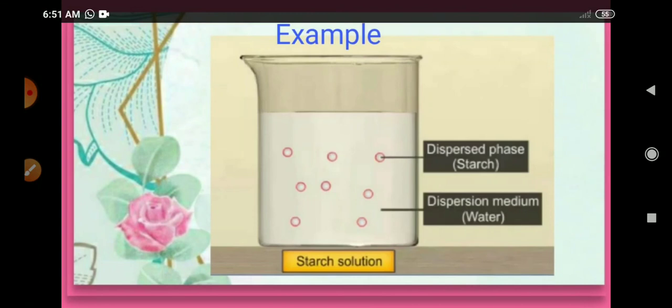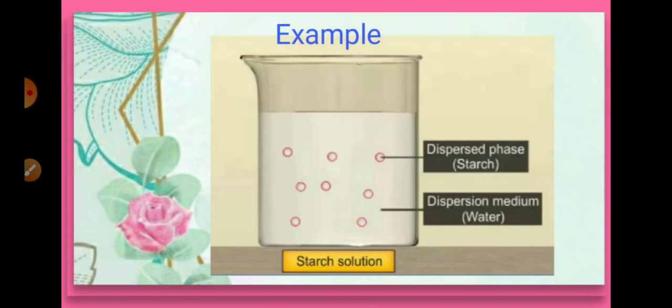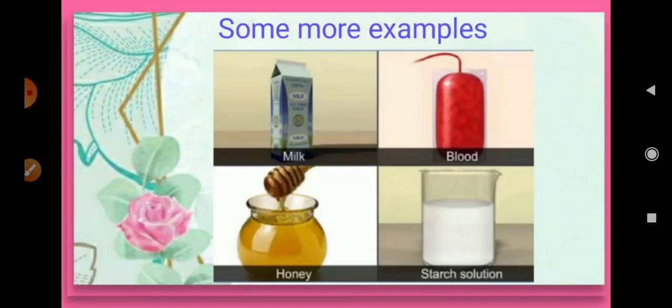Let us take one example of a colloid, that is starch solution. In this, two components are there. One is the starch particles, the other one is water. Which one is present in the small proportion? Starch is present in the small proportion, so it is the dispersed phase, and water is present in a large proportion, so it is the dispersion medium. Some more examples of colloids are milk, blood, honey, and starch solution. There are more examples which we will discuss in further videos.